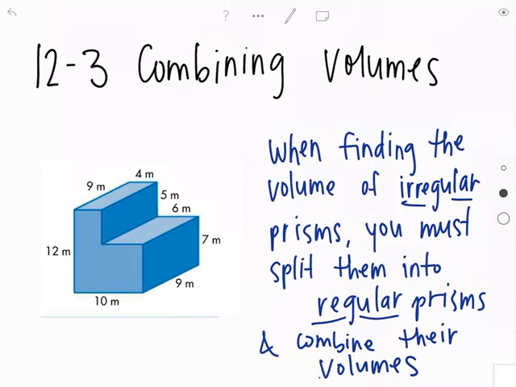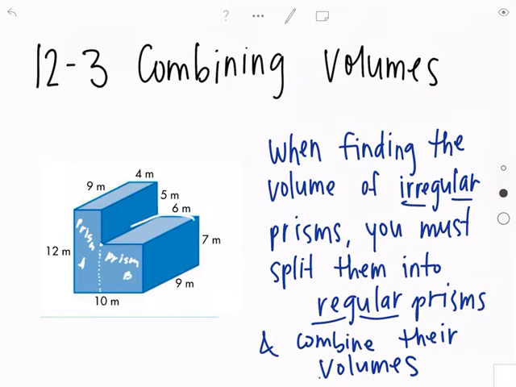When you have an irregular prism, you have to split it so that you can make multiple regular prisms. Okay, you can have 2, you can have 4, you can have as many as it takes to have regular rectangular prisms. Okay, so in this case, if you notice here, there's a few ways you can do it. You can split down the middle, okay, and now you have prism A and prism B here.